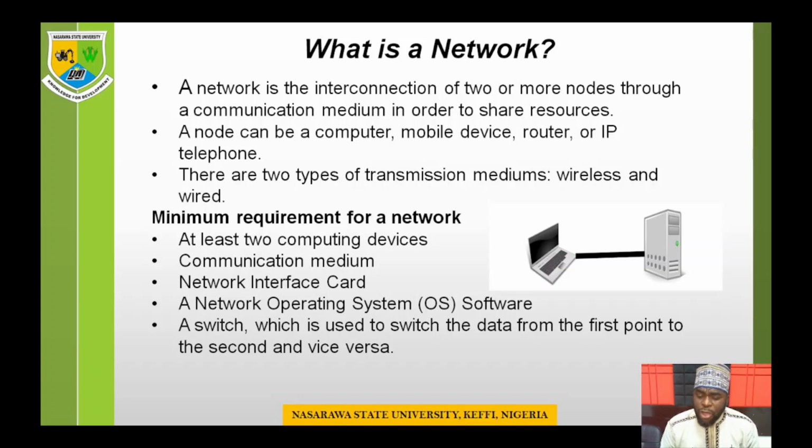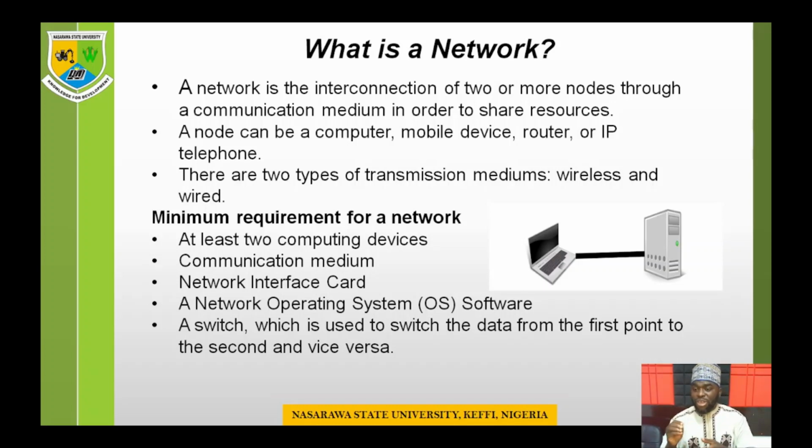So what are the requirements? What do we need to set up a network? If any of these devices or tools is not there, you have difficulty in having a computer network. For a network setup, you must have at least two computing devices, as shown on the screen. You have your computer devices connected to a server, and then you have a communication medium. The two devices are connected with a dark line, which shows a communication medium, and that medium can be wired or wireless.